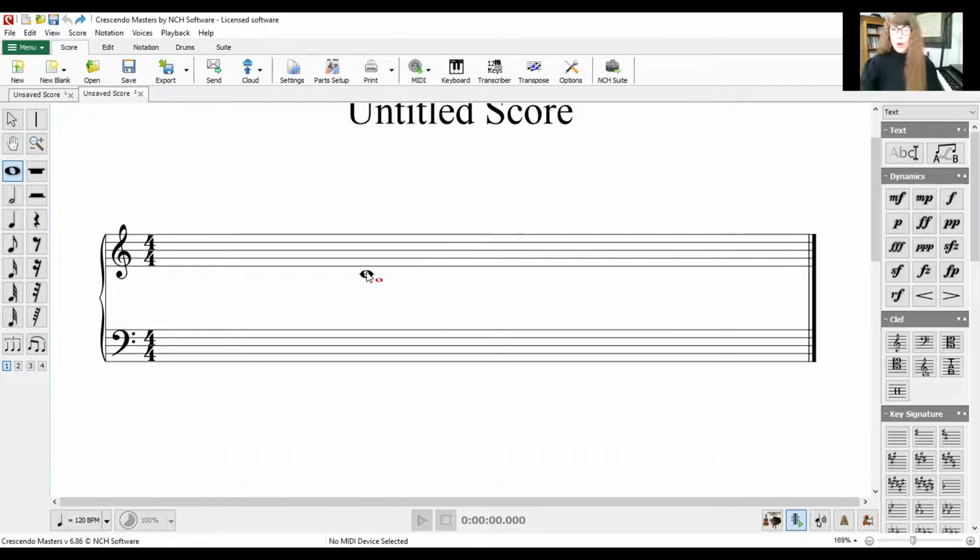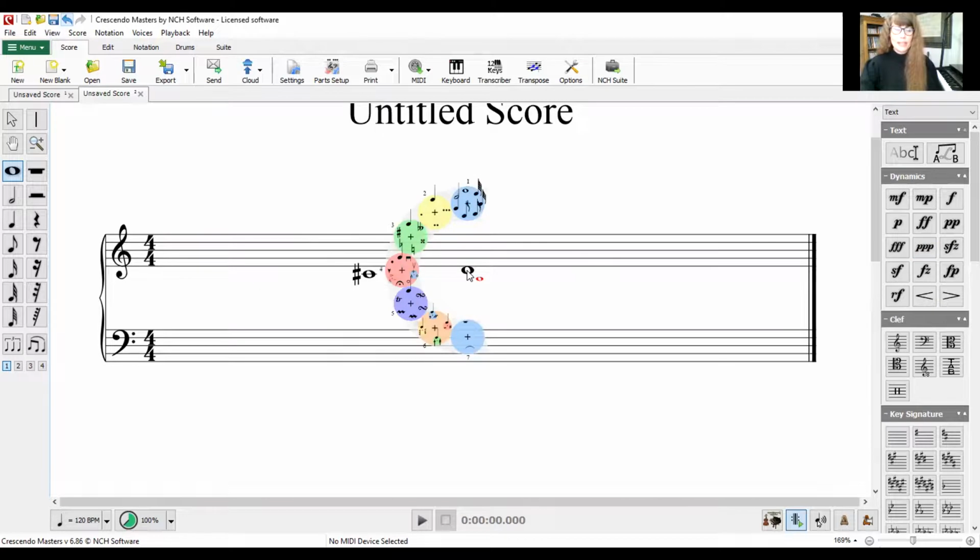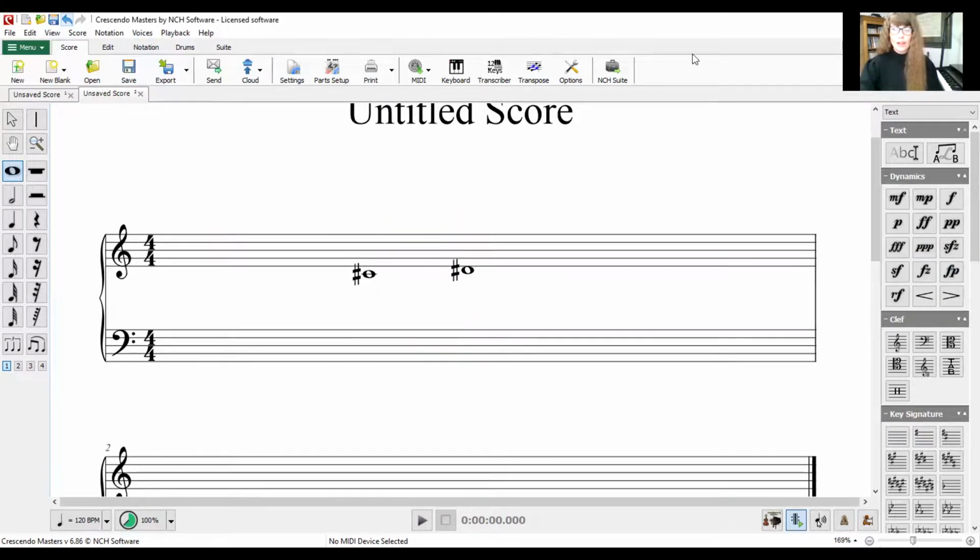So let's have a look at sharps first. Sharps raise a note or make a note go higher in pitch. So if I was to take a C and I added a sharp, that would raise that note to a higher pitch. See the C sharp. Another example would be a D, and I've raised it with a sharp. I've made it go higher.